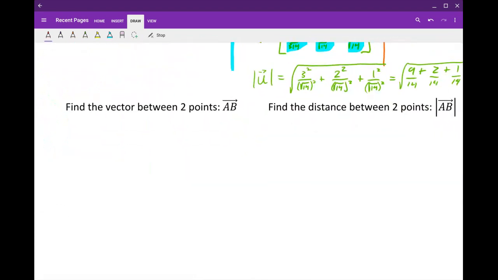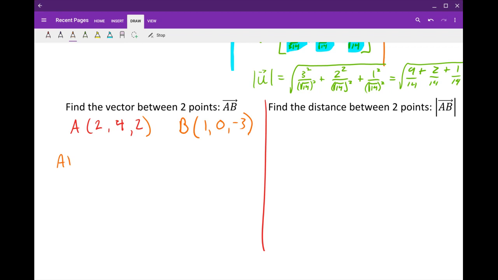All right. Moving on. Find the vector between 2 points A and B. So let's say I've got a point A, which is (1, 4, 2). Let's say I've got a point B that's (1, 0, -3).